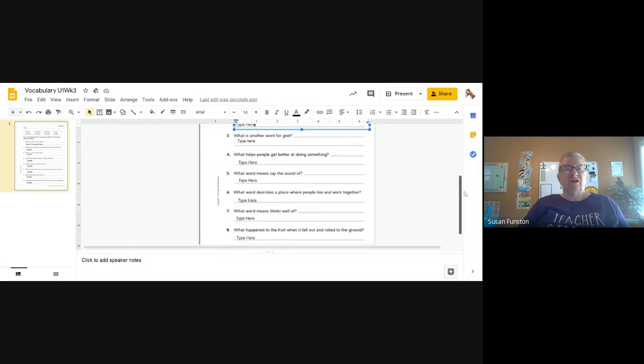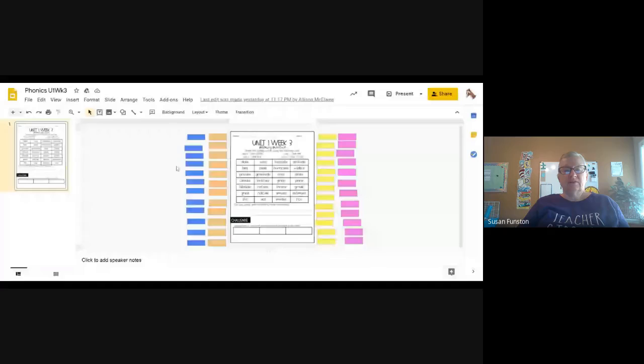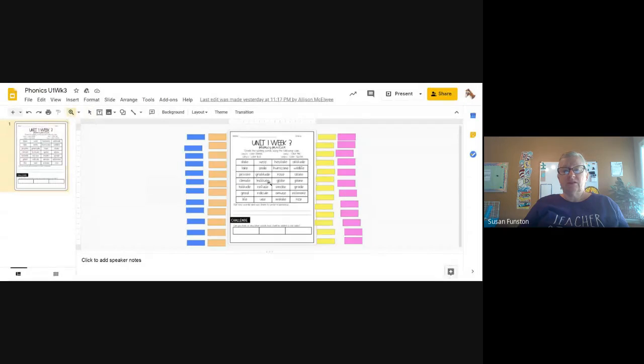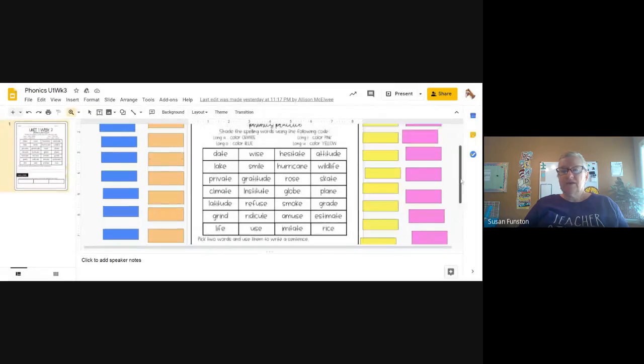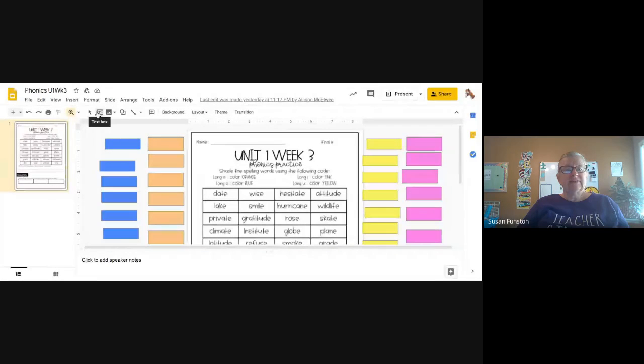All right, moving on to our next worksheet. Let's look at our phonics. So here is our phonics worksheet. Make this one a bit bigger also. Okay, so phonics practice. We're going to shade the spelling words using the following code. So we're looking at long vowels this week and words that have a long vowel and end in E. So if I have a long A, remember long vowels say their name. Long A says A.